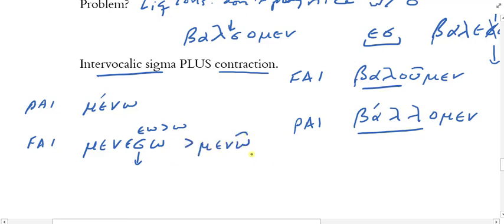And look at where the accent is. It's on the omega, the result of the contraction. Meno, versus present active indicative, meno. Can you see the difference between those two? Okay. So this is I remain. Meno. I will remain.